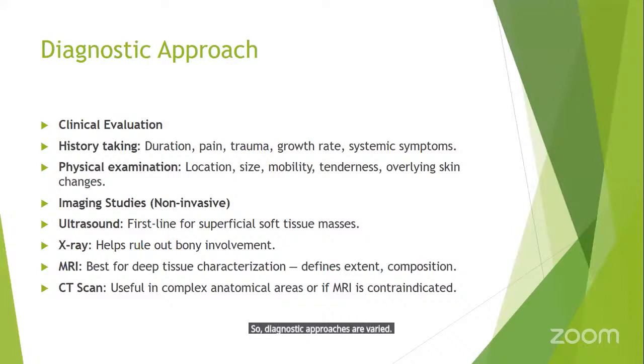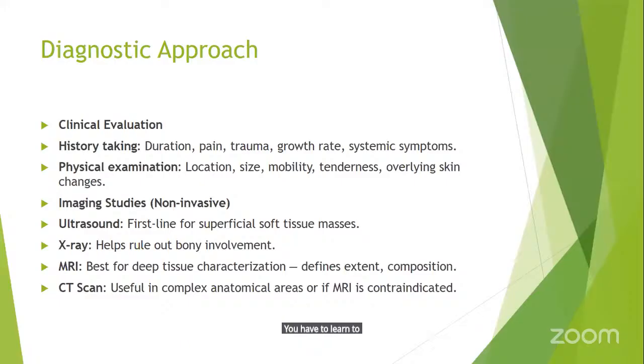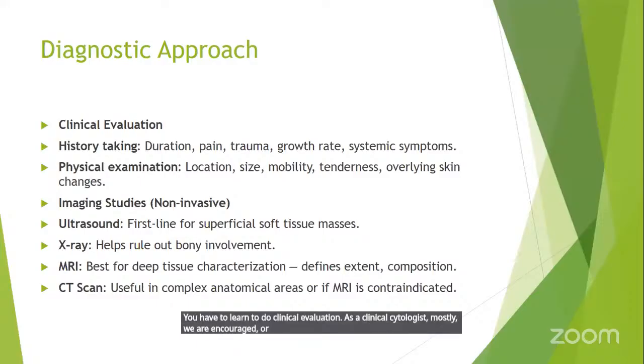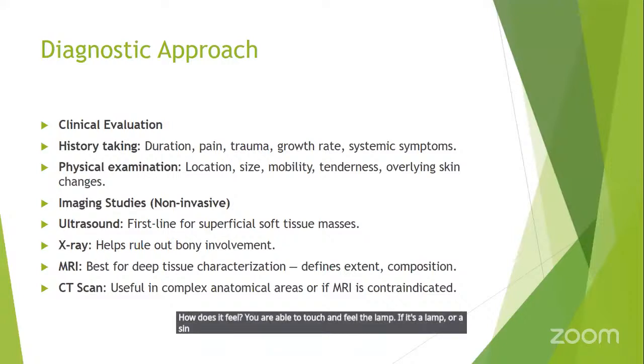How do you do a differential diagnosis? One, you have to learn to do clinical evaluation. As a clinical cytologist, part of our job description is to check on the client clinically. You should be able to evaluate this patient. Check how the patient looks. Where is the lesion? How does it feel? You are able to touch and feel the lump. If it's a lump or a sinus, whatever you do, you have to do clinical evaluation.